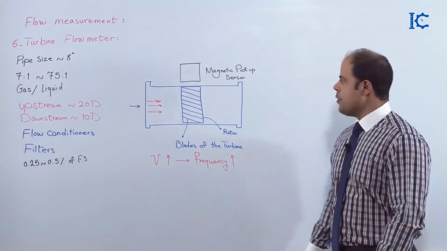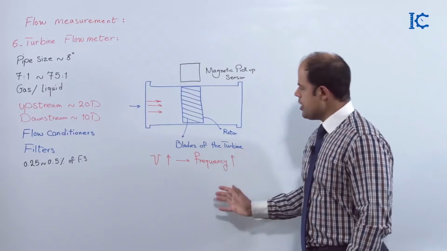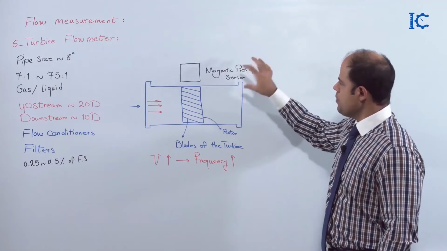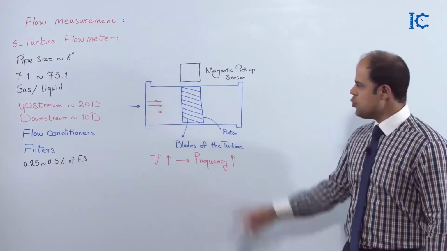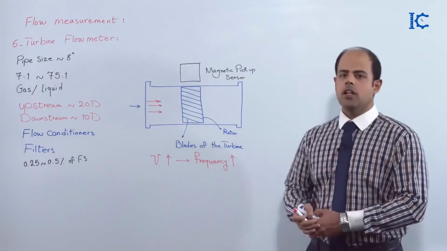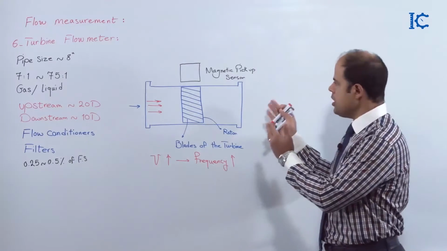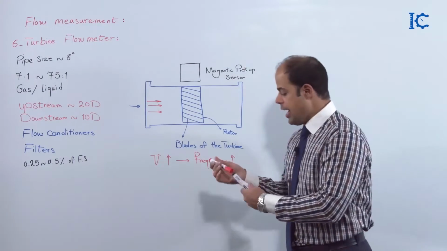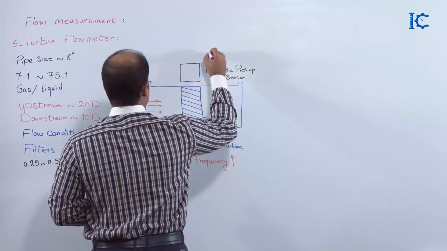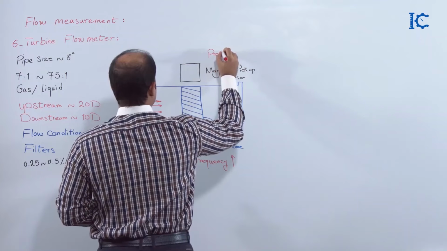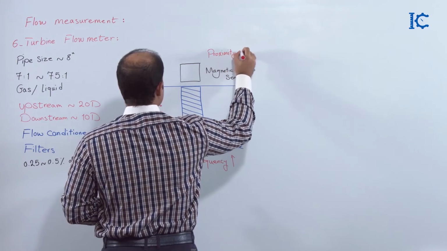Before continuing with the rest, I want to tell you some short and brief facts about magnetic pickup sensors. What is it exactly? First of all, I can tell you that all these pickup sensors fall under the category of proximity sensors.